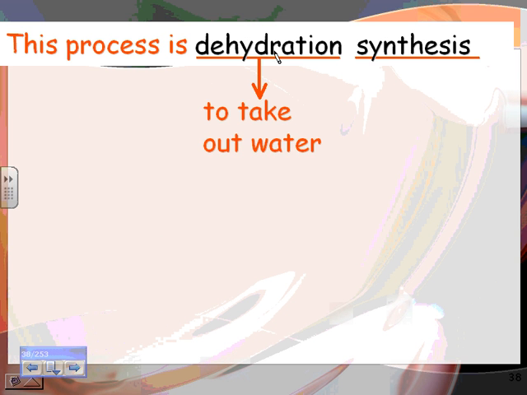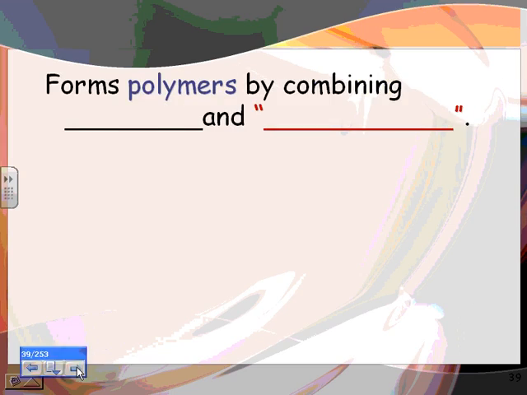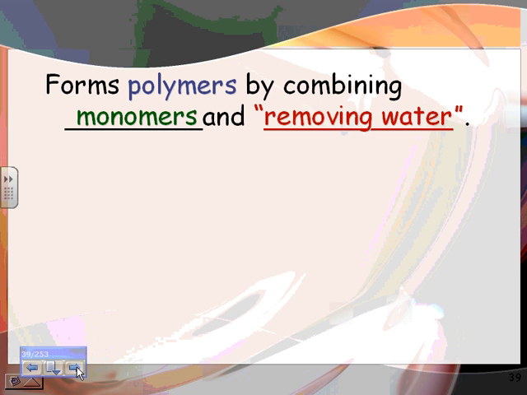But this is a polymer, which is many monomers linked together. This process is called dehydration synthesis. So when you dehydrate something, you're taking water out, and synthesis means to make. So you're making something by taking water out. Another term that's sometimes used is a condensation reaction. When you're condensing water out of air, you're taking water out of air, so that's another example. So this forms polymers by combining monomers and removing water.